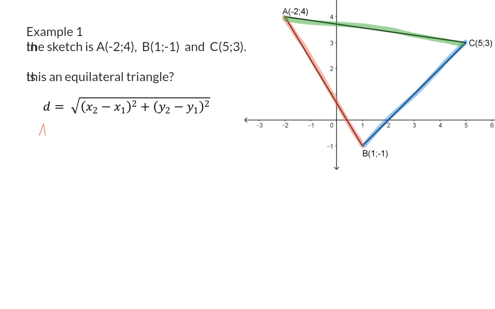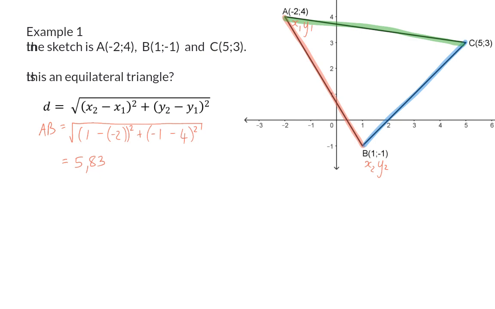Firstly, for the distance from A to B, I'm going to focus on the coordinates of A and of B. Here it doesn't matter which point you choose as your point number 1 and 2. I chose B as 2, so I'm going to start substituting the x values with B going first as 1, and then subtract that of A, which is -2. And the same for the y values. I'm going to start with the y value of B and subtract that of A. And if you put this into your calculator just like that, you'll get the value of 5,83.